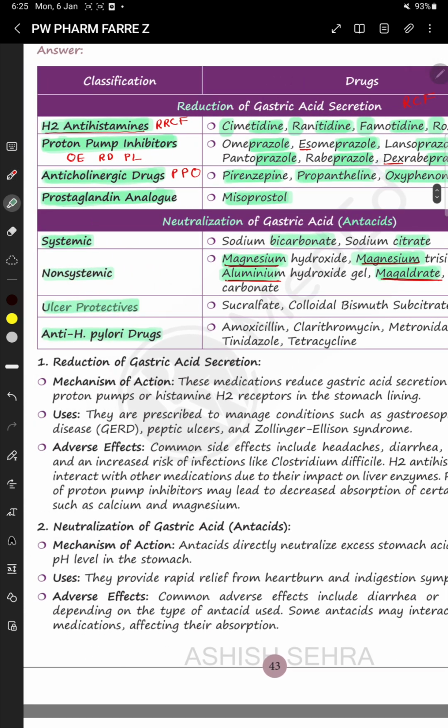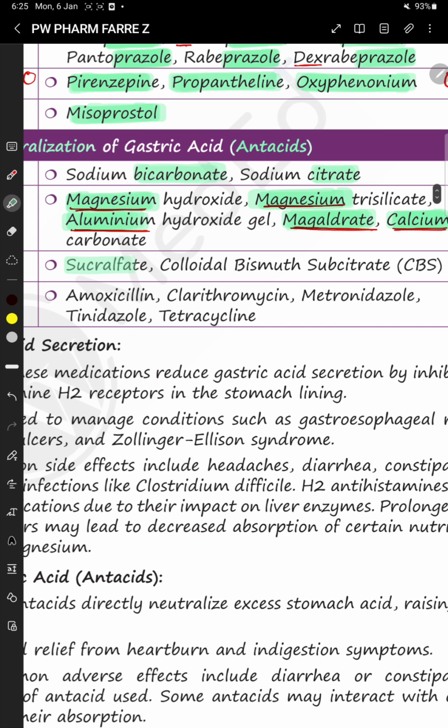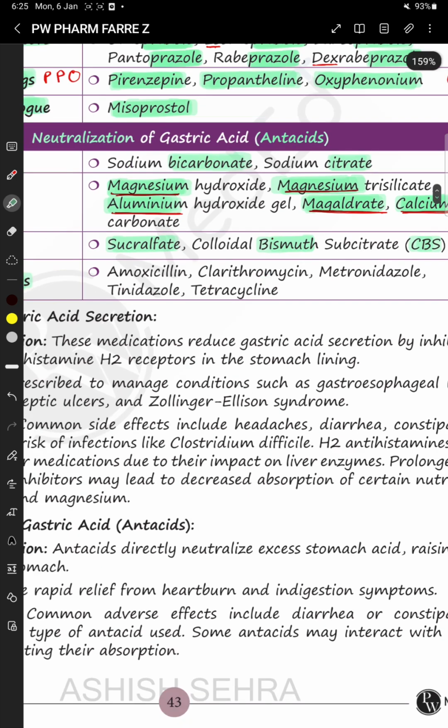Then we have ulcer protectives. In ulcer protectives there are two drugs: sucralfate and CBS, that is colloidal bismuth subcitrate. Sucralfate and colloidal bismuth subcitrate are ulcer protectives.